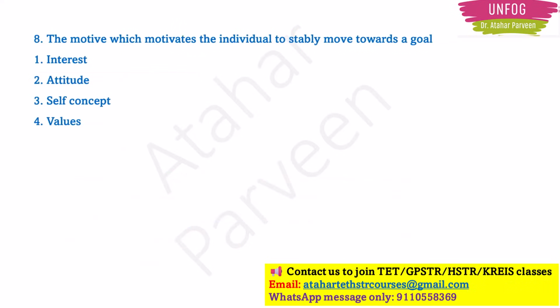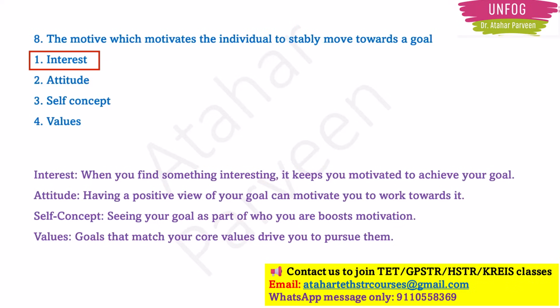Next question. The motive which motivates the individual to stably move towards a goal. Options are interest, attitude, self-concept, values. I think all the four options are motivating, right? But among those, which is really more motivating? That should be, I think, interest only. Because when you find something interesting, it will keep you motivated to achieve that goal. Of course, attitude, self-concept and values also play a very important role in keeping the person motivated to achieve his or her goal. But I think interest will be the most motivating part for the person to stably move towards the goal. Okay, so option 1, interest, will be the correct answer.